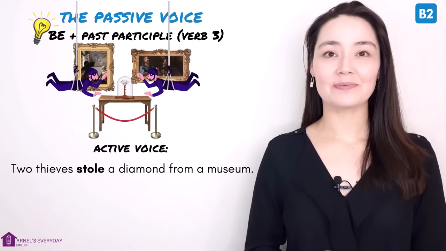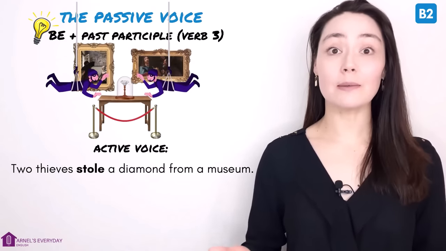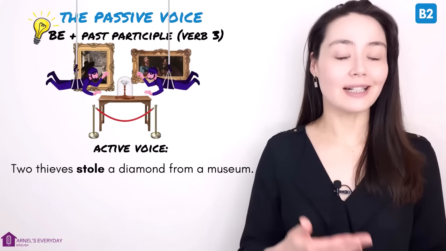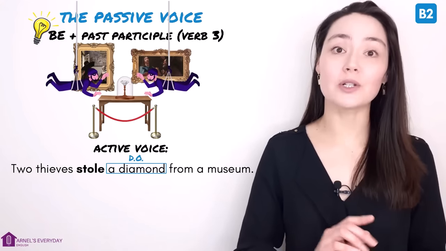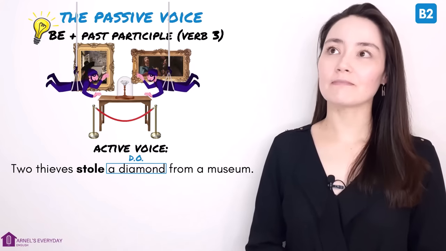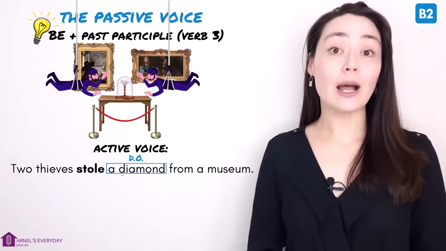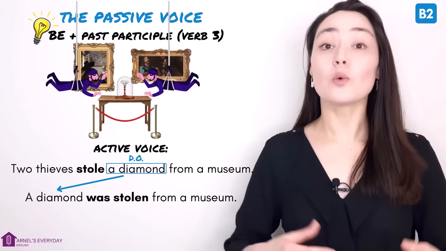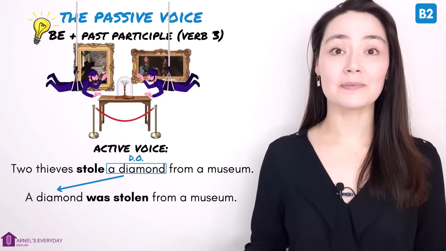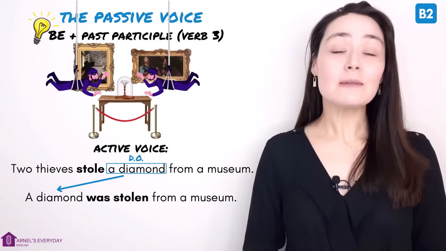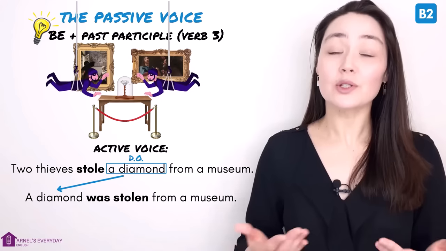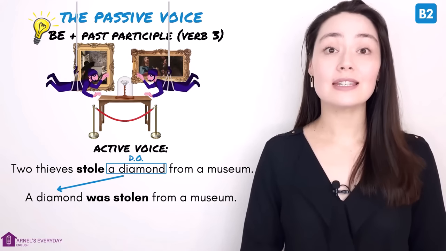Let's start with an active sentence. Two thieves stole a diamond from a museum. What was stolen? A diamond. So I know that's my direct object. I think that's more important. I want to make that my subject. A diamond was stolen from a museum. You can see my direct object has become my subject, but it is still the direct object of the verb steal.